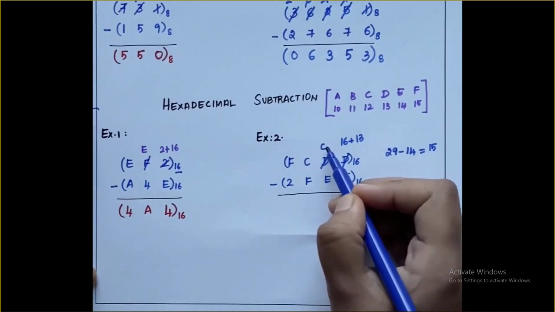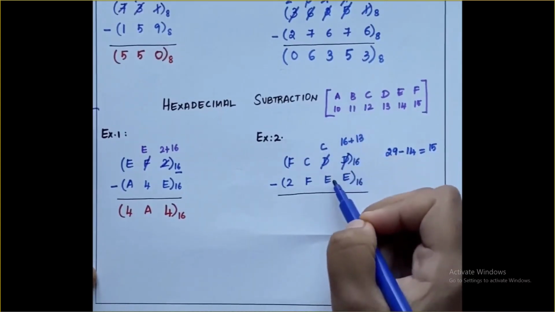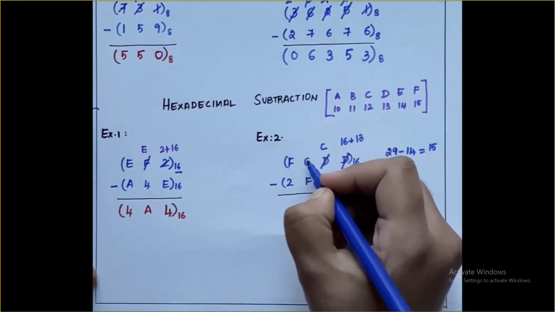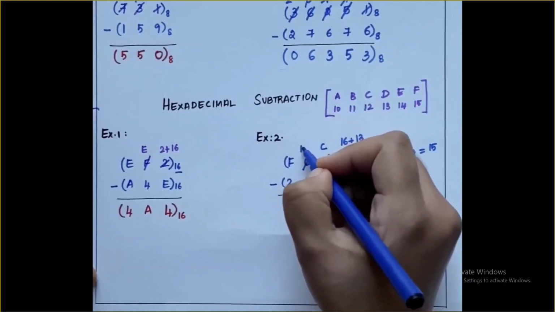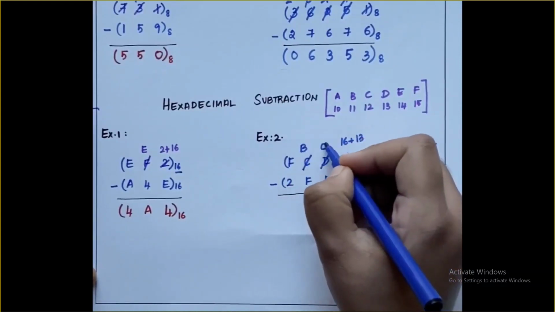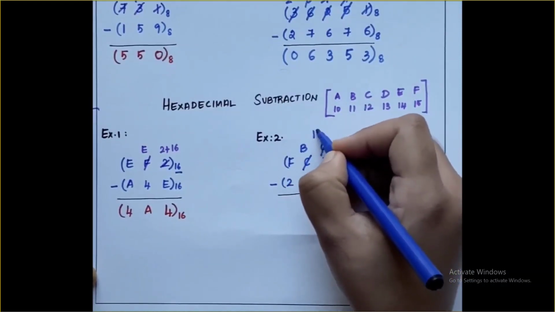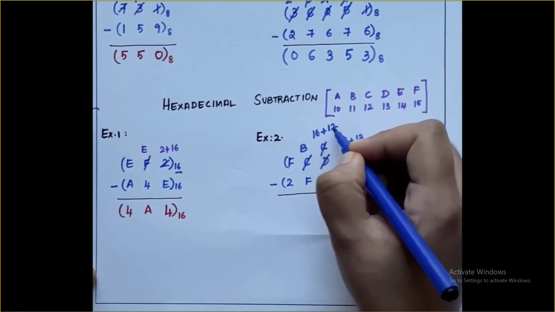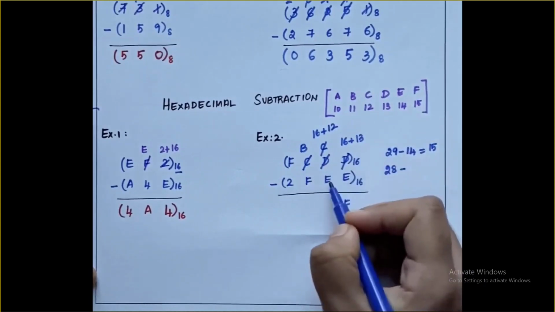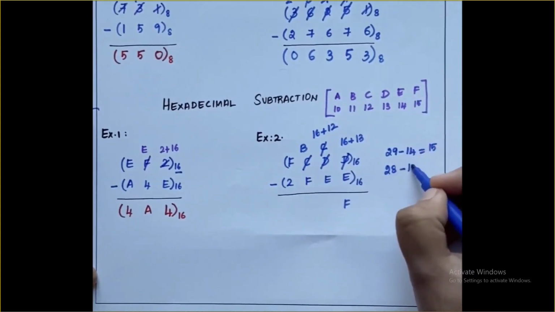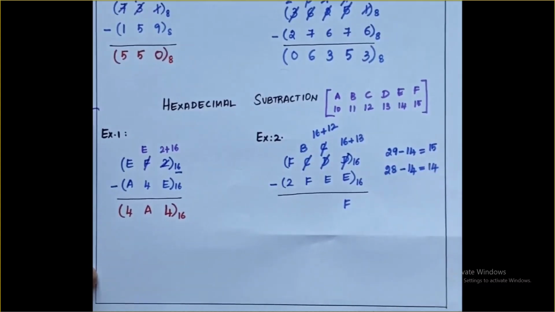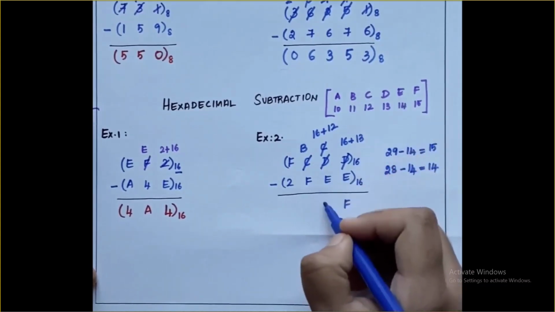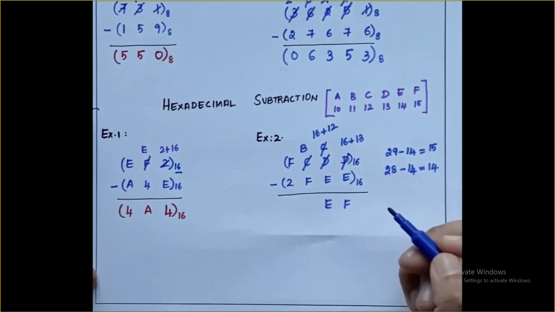Moving to the next bit, C. C has the value 12 and E is 14, which is less again. So in the previous bit we have to make a reduction, which is B now. For C we have 16 plus the C value 12. So 16 plus 12 will be 28, minus E value 14. So 28 minus 14 will be 14. 14 is represented as E. So we can write E now.